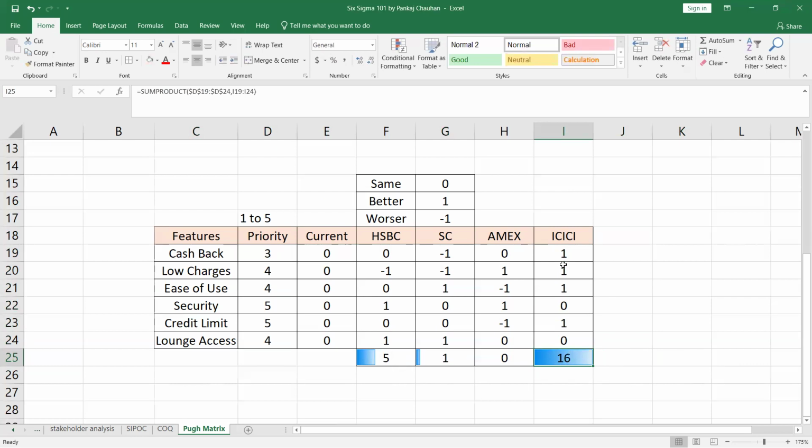So this is the way we use the Pugh Matrix to prioritize which product we should be buying or which solution we should be implementing based on multiple criteria, which are these criteria, and what is the priority for each of the criteria.